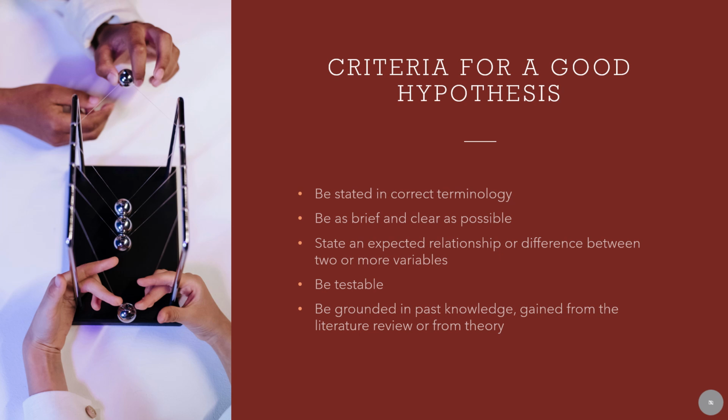Right? First off, we want to state it in the correct terminology. We want to know what we're talking about and not leave anything up to the imagination. We want it to be brief and as clear as possible. We want to state an expected relationship or difference between two or more variables. If we adjust this, then we will see this outcome. We want to actually be able to test our hypothesis. It's not useful to have a hypothesis that you can't figure out. And we want it to be grounded in past knowledge gained from a literature review or from a theory.